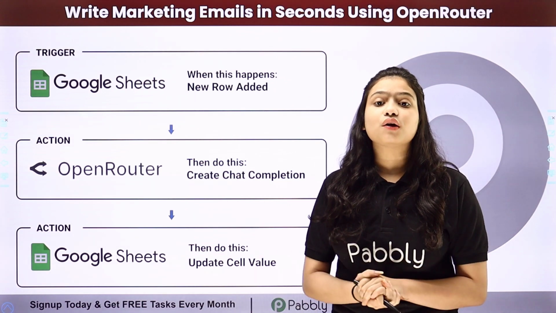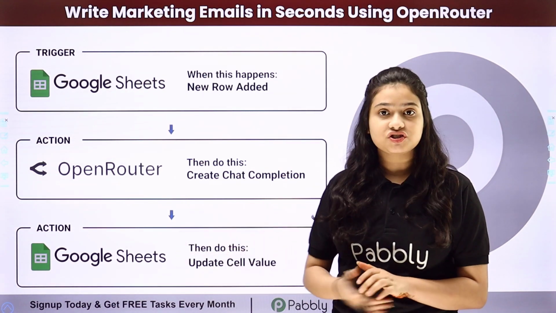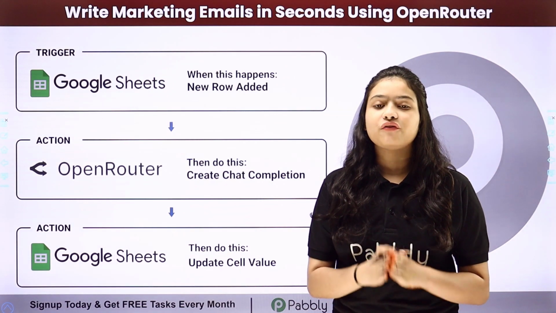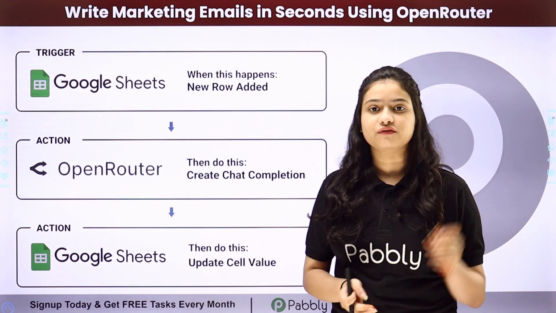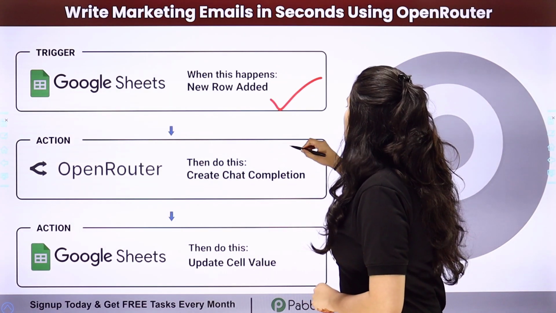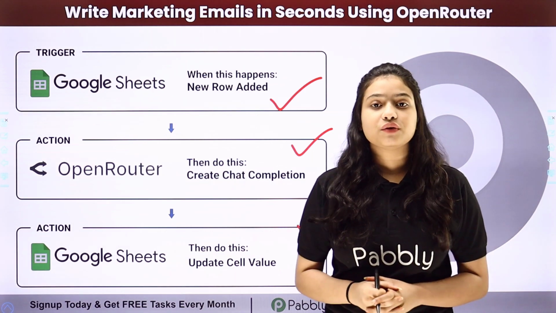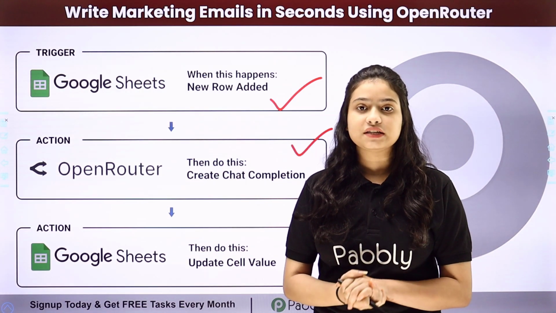So how are we going to automate this entire process? For that, we will have to integrate all these applications, and we are going to do that with the help of an amazing automation and integration software, Pabbly Connect. So what we are going to do is, we have Google Sheets in our trigger, and OpenRouter and Google Sheets in our action. So we will be connecting all of them by using Pabbly Connect in order to automate this entire process.